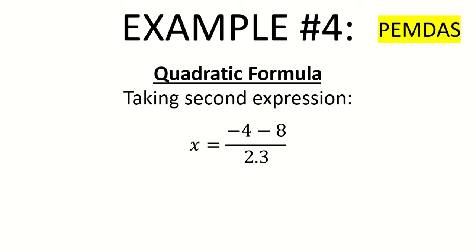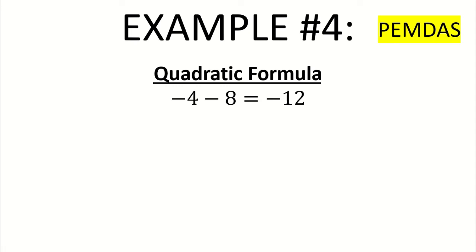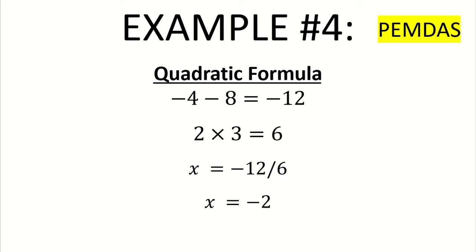On to the second expression. We will do the same thing as we did for the first expression. After solving negative 4, negative 8 and 2 into 3, we have minus 12 by 6, which gives us the second value of x, an integer, negative 2.